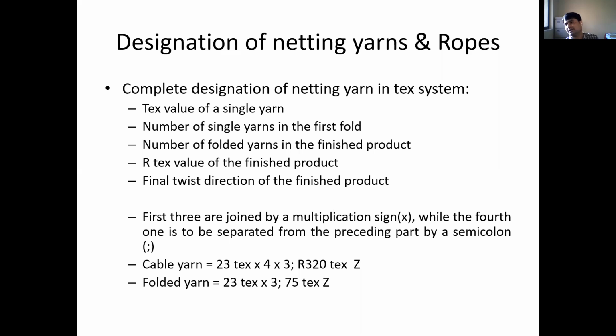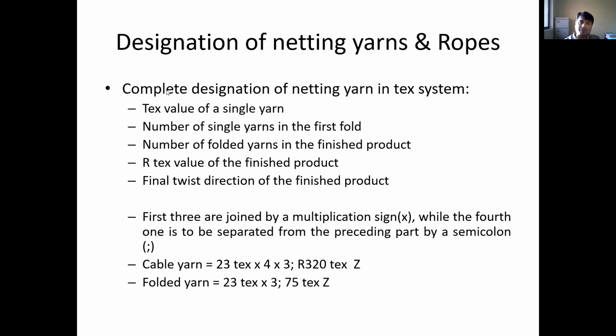Because if we are constructing twines, first is the fiber. That fiber we twist together to have a single yarn. And 2 to 3 single yarns we twist together to form a folded yarn. And these 2 to 3 folded yarns we twist together to form a cable knitting twine. Again 2 to 3 cable knitting twines we twist together to have a final rope. So that is the process. But how can we designate this?